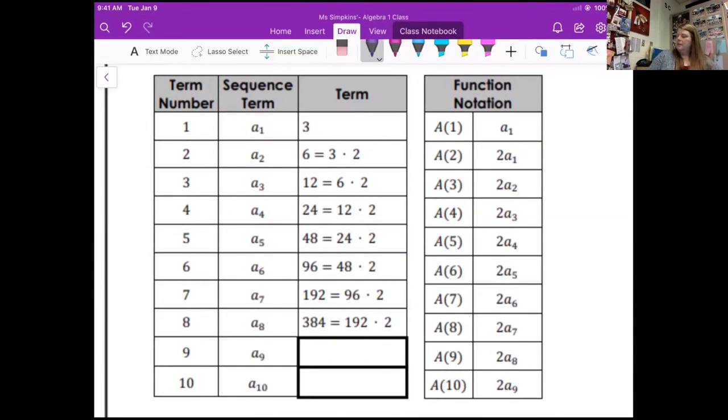So I want you to try and find the 9th and then the 10th term. So we can find the 9th term by taking 384 and multiplying it by 2, which is 768. Did I do that right? Okay. And then for the 10th term, 768 times 2 is 1536. Yeah. So again, useful when I'm talking about like a small number of terms.